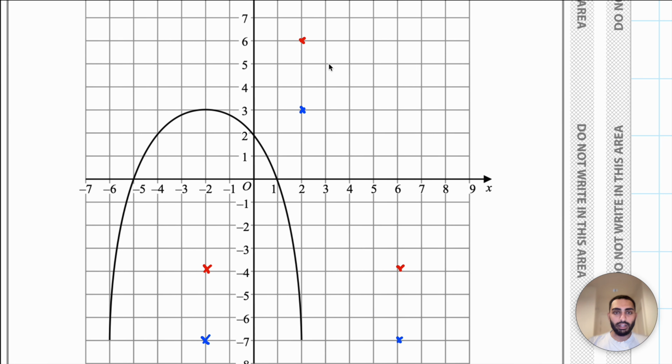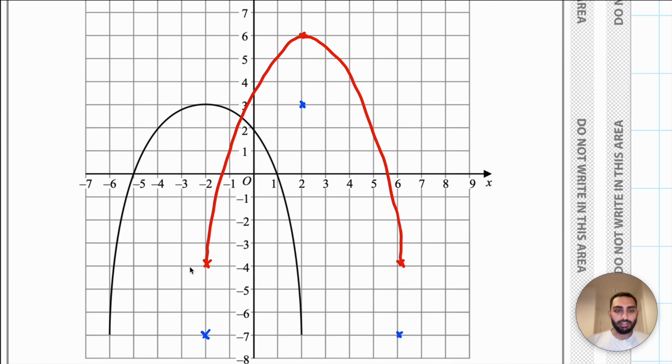So I just need to connect all of these red points up together. Just do this using the curve of your hand. You want a smooth curve going through all of the points. So the last thing that I would do is just label all of these points that we've got.